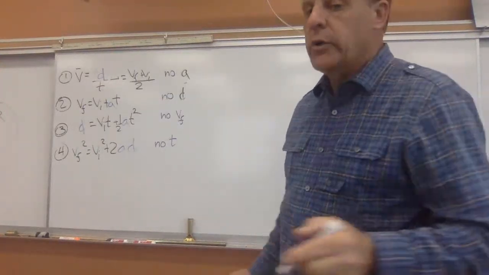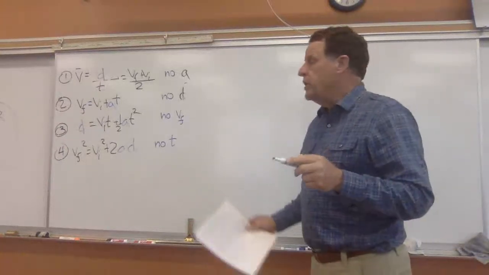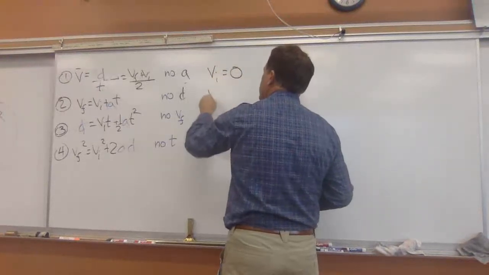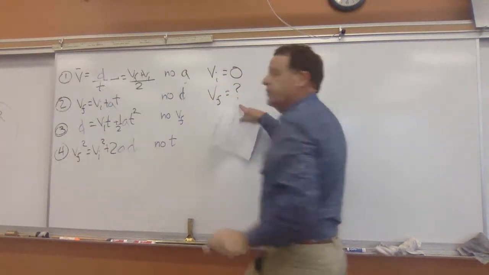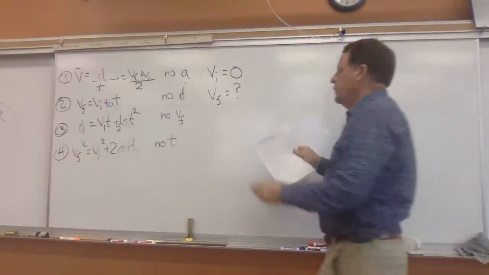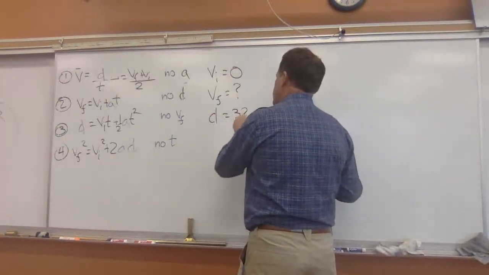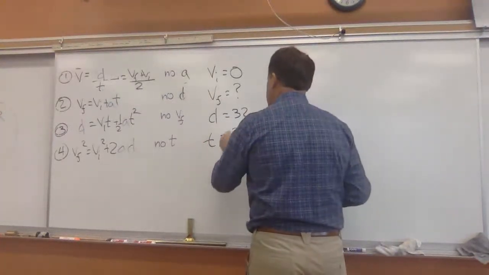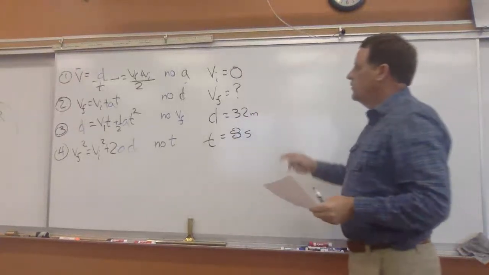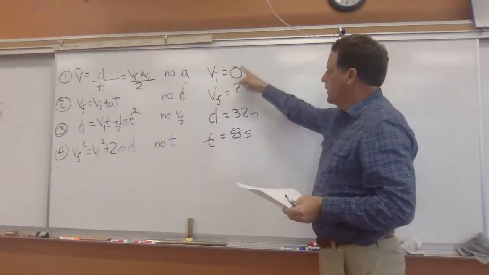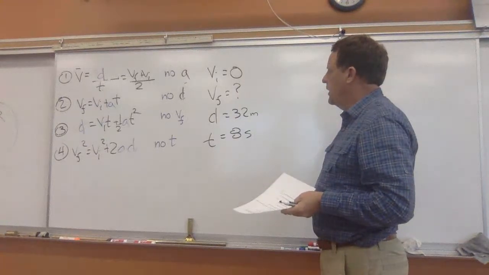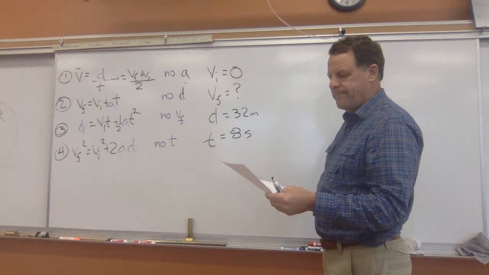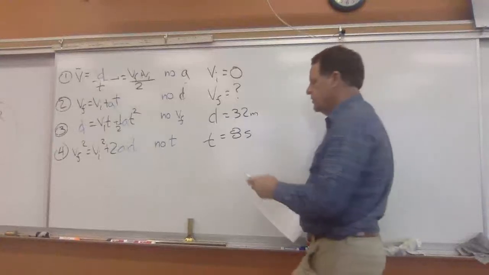Just as always, we want to identify what variables we know. We know the initial velocity, which is equal to 0. The final velocity, this is what we're looking for. And we have a distance of 32 meters, and we have a time of 8 seconds. We don't have acceleration, right?